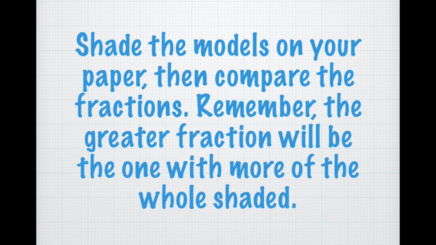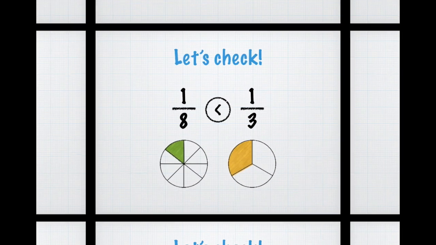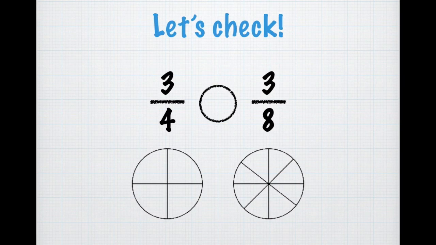Let's check our answers. If you still need time, pause the video now. First, we're comparing 1/8 and 1/3. I should have colored in one piece for 1/8 and one of the thirds, and then I can see that the 1/3 is greater, so 1/8 is less than 1/3. Next, we have 3/4 compared to 3/8. I shade in 3 of my 4 pieces and 3 of my 8 pieces. When I look at the shading, I see that 3/4 has more shaded, so 3/4 is greater than 3/8.